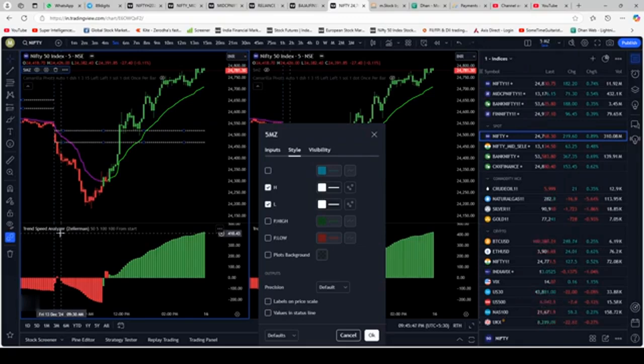Trend speed analyzer is approximately EMA 26. It's not exact. The mathematics are a little different, I think. It does not exactly overlap, but more or less it's EMA 26. All right. So I just want to see the high and low.